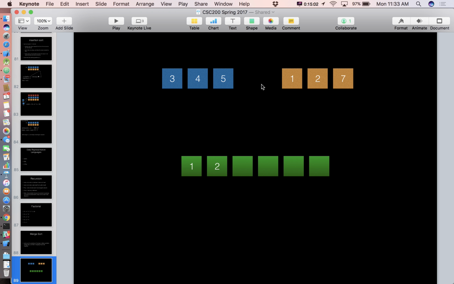Which should come first, a 3 or a 7? 3. Which should come first, a 4 or a 7? 4. Which should come first, a 5 or a 7? 5. Which should come first? Any legal position. We're out of stuff, right? No more contestants over here.